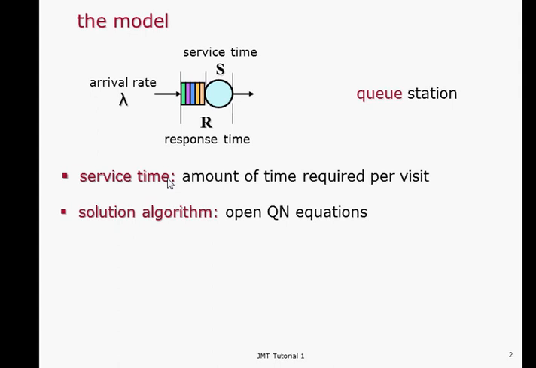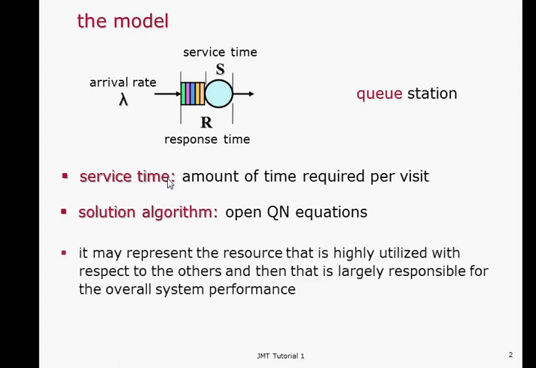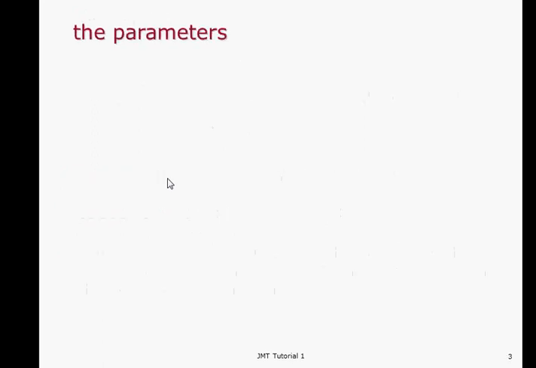For example, if we consider a complex system, the station of the model may represent a resource that is highly utilized, much more with respect to the others, and thus is largely responsible for the overall system performance. As a consequence, models with only this station will provide accurate predictions of the performance of the entire system.